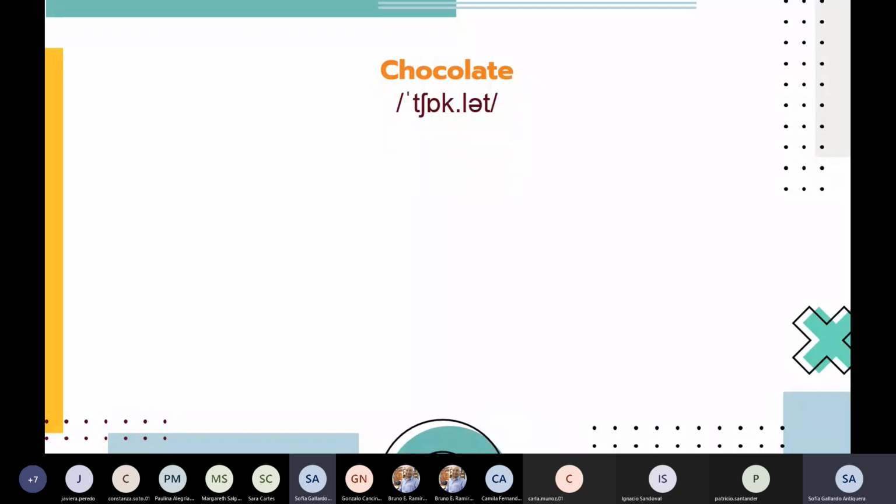So here we have the word chocolate, right? And this word has two syllables. The first one being choc and the second one being let. If we separate them, within the first syllable, we have a consonant, a vowel, and a consonant. And for the second syllable, we also have a consonant, a vowel, and a consonant. Can you see that? Do you see them? Yes, miss. Yes. Okay, great.